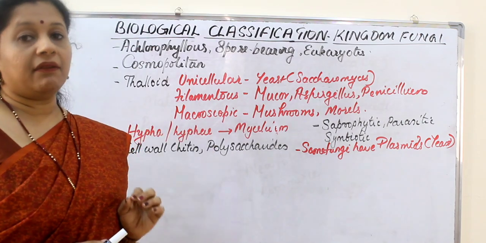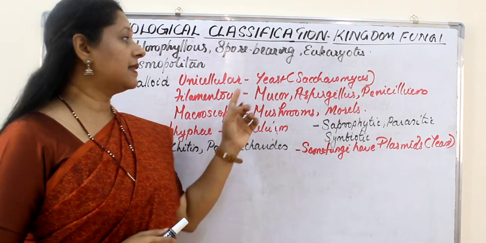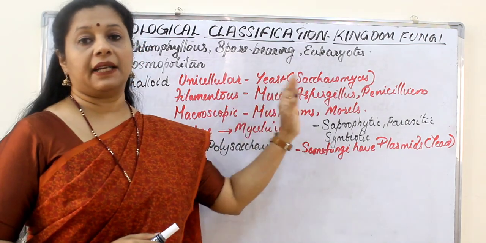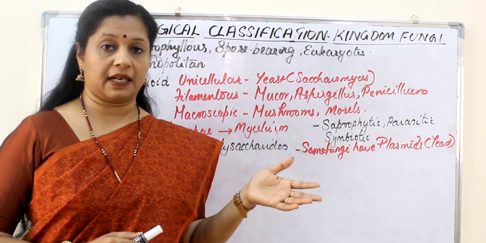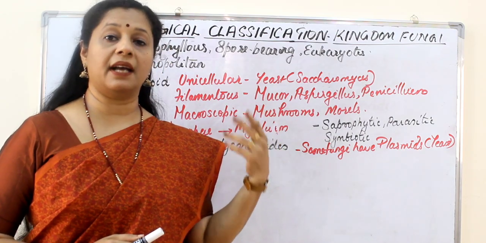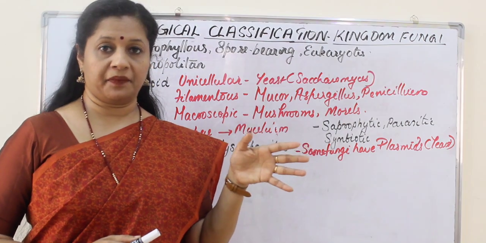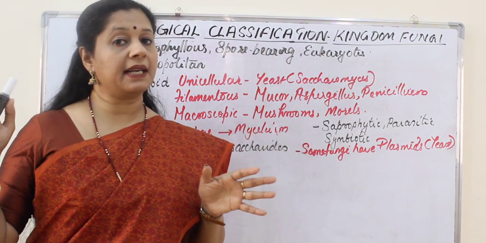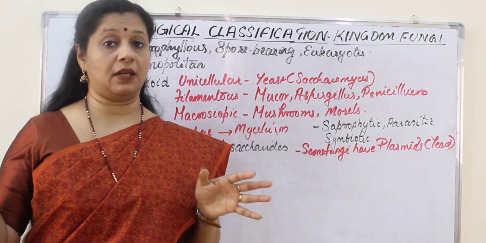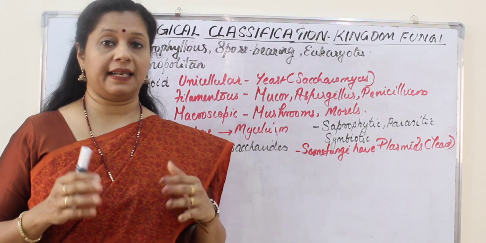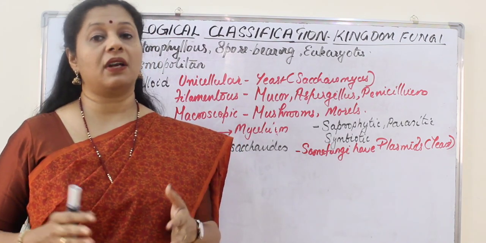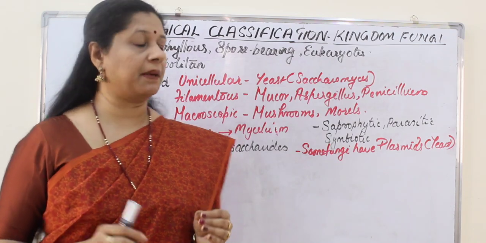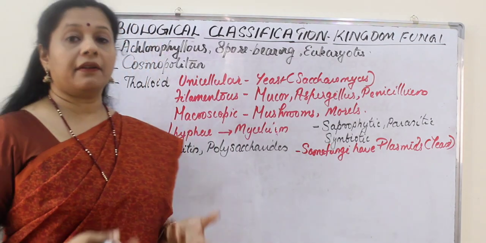The only member in fungi which is unicellular is yeast. The scientific name is Saccharomyces. You know that the first two groups we studied already, Kingdom Protista and Kingdom Monera, are unicellular. The next two groups we are going to study, Kingdom Plantae and Animalia, are multicellular. So here it is a connecting link. It includes one unicellular member, that is yeast, and the rest are all multicellular. Please keep this in mind.